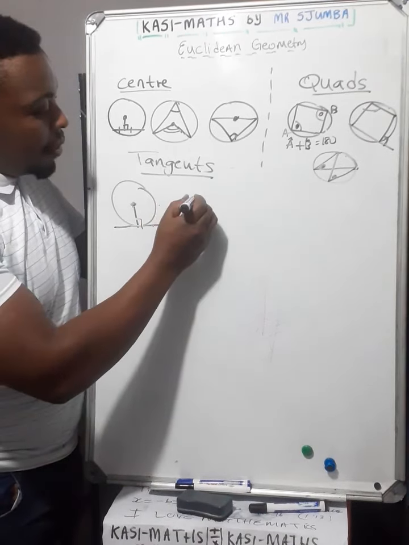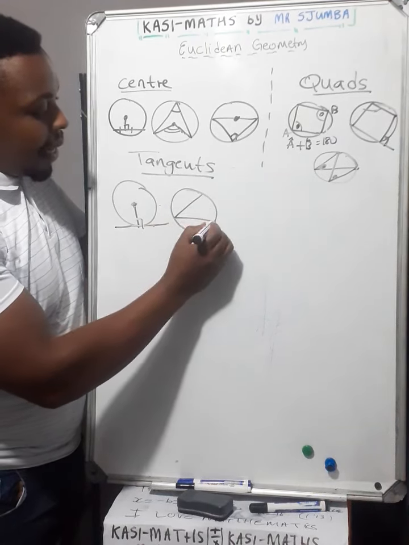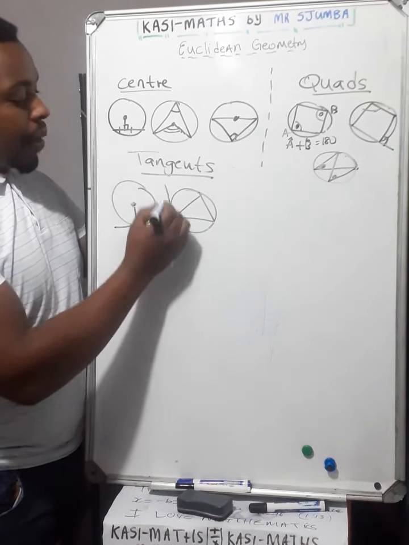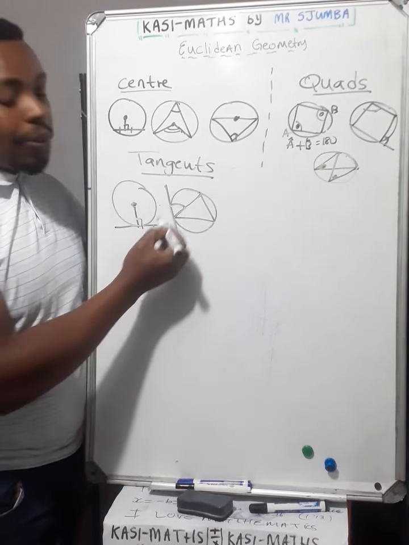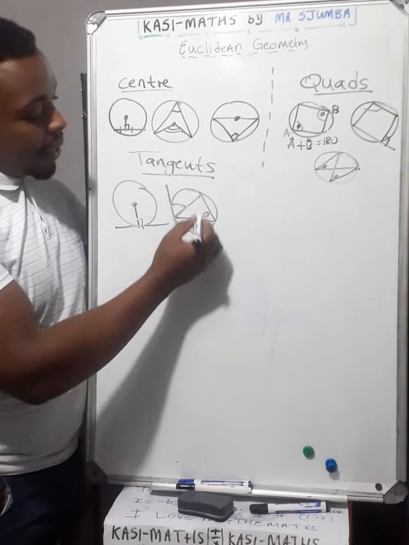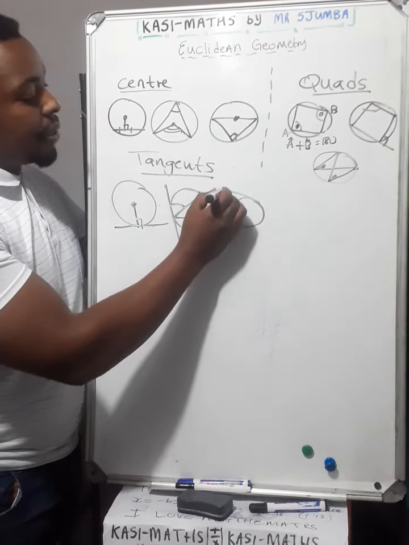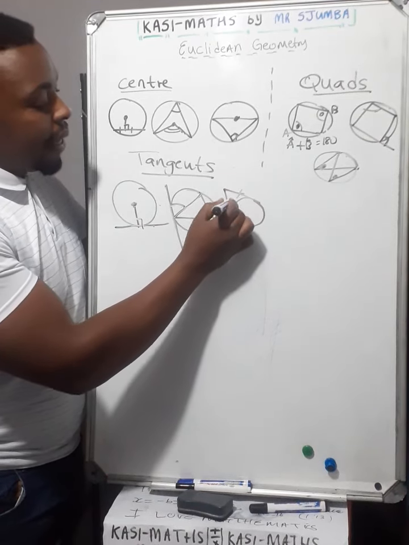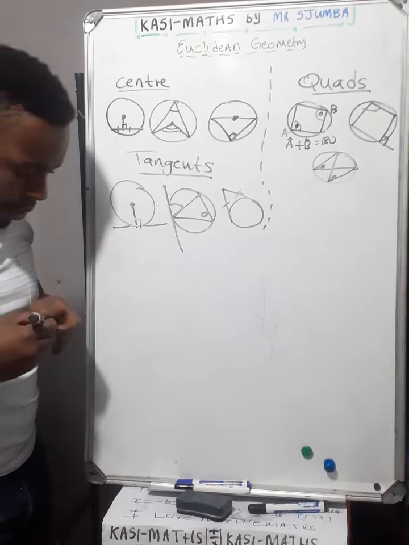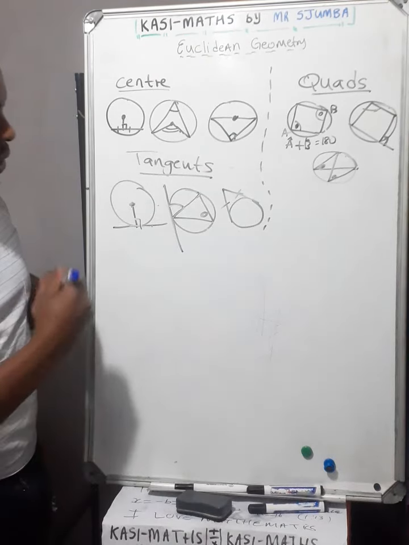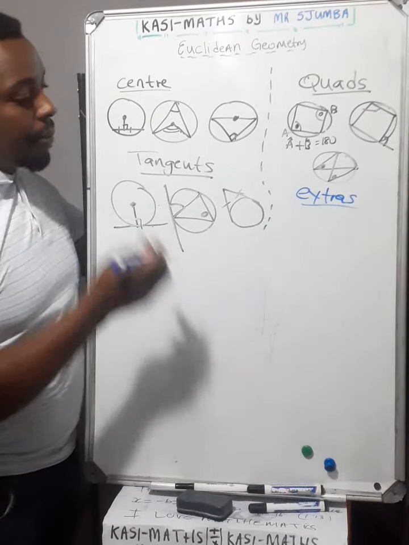Then let's move on to the famous tan chord theorem. We have a tangent and a chord. So the angle between the tangent and the chord is equal to the angle inside here. And lastly, angles from the same point are equal. So that's what I call the extras.